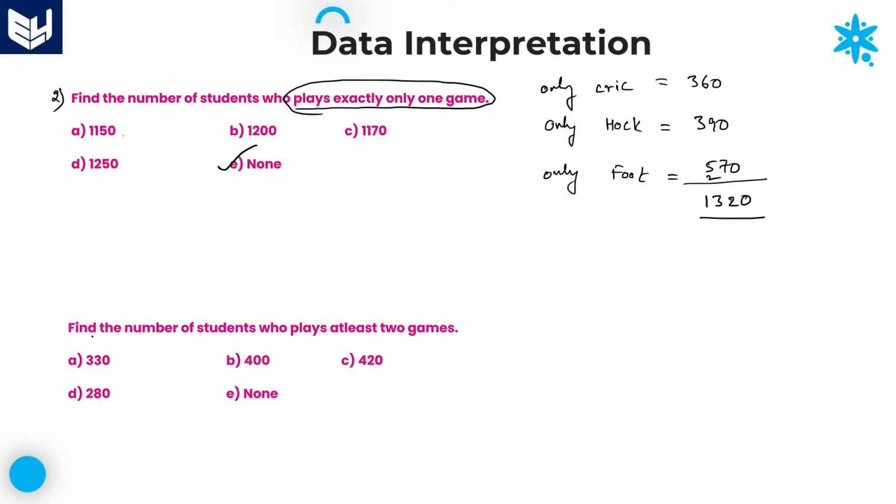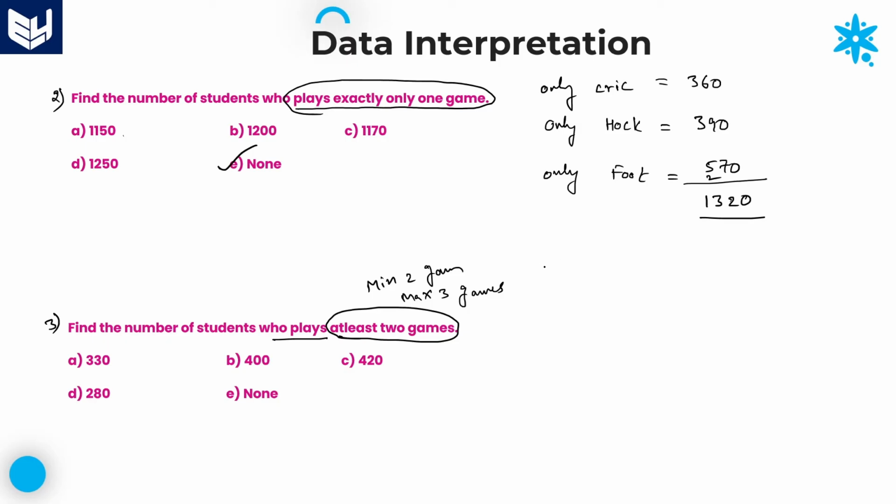And next, coming to the third question. Find the number of students who play at least 2 games. At least 2 games in the sense minimum 2 games, and maximum 3 games also you can take. According to the given passage, we have a total of 3 games: cricket, hockey and football. Out of those 3 games, he is asking us to find the number of students who are playing at least 2 games.